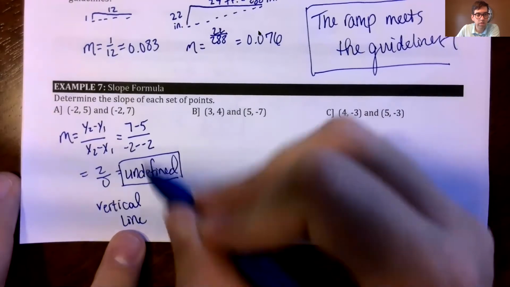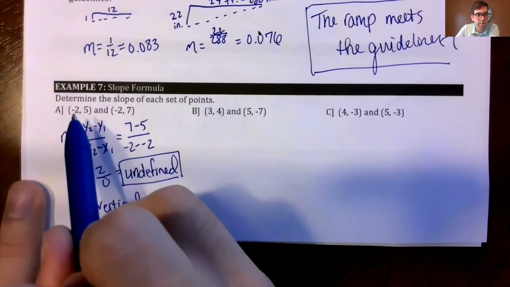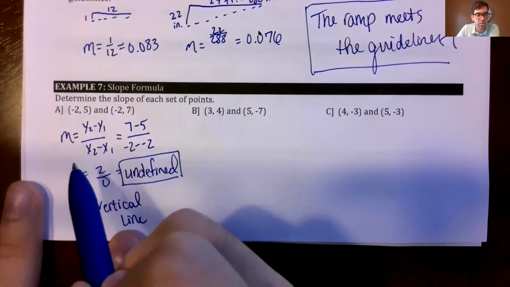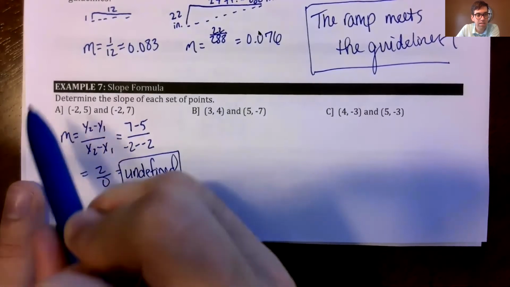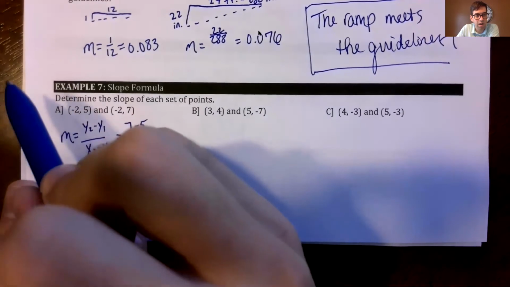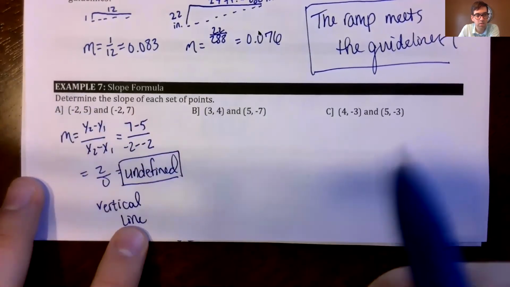There's no slope of a straight up and down line, and you can tell that just by looking at the points. They both have the same x value, so it's going to be (-2, 5) and (-2, 7). That's 2 points on a straight up and down line. They both have the same x value, so that slope's undefined.